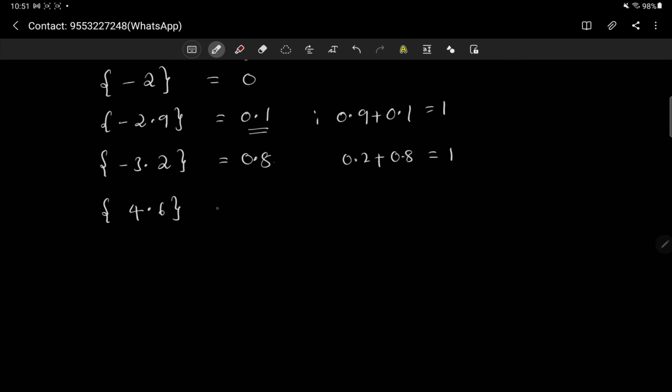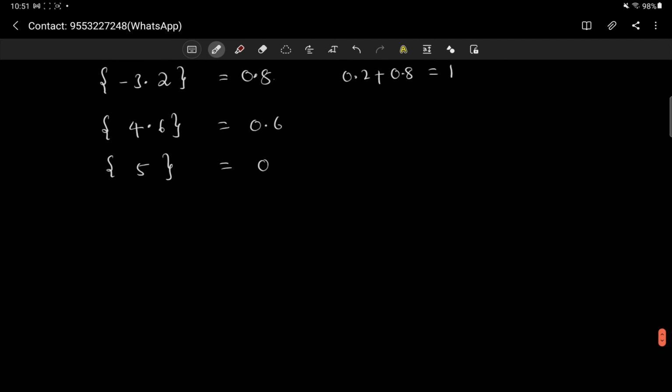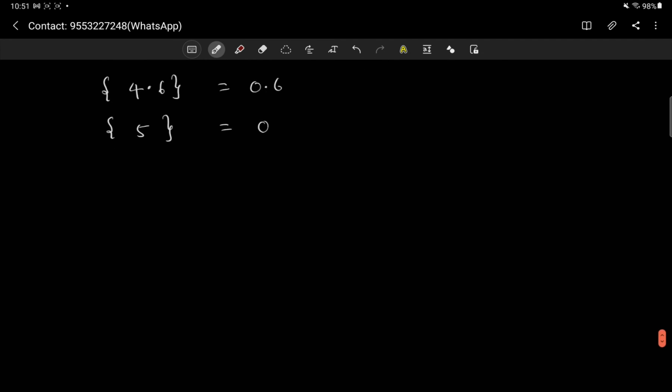4.6. The fractional part of this one, you directly write 0.6. In case of positive numbers, I am saying. In case of integers, whether negative integers or positive integers, you don't have a fractional part, you write 0. Okay. So this is all about the fractional part function. And the graph of this we'll discuss in the functions topic. So these things you should know to discuss some problems in this third chapter.